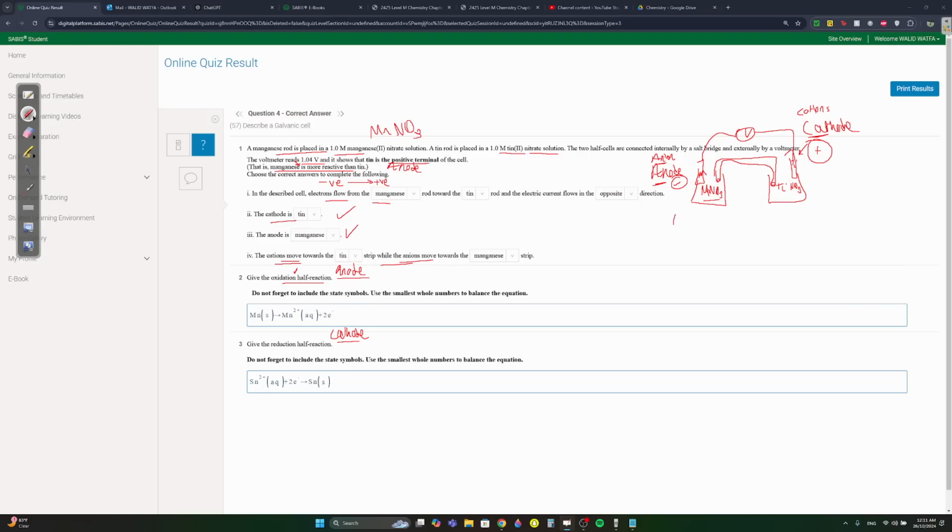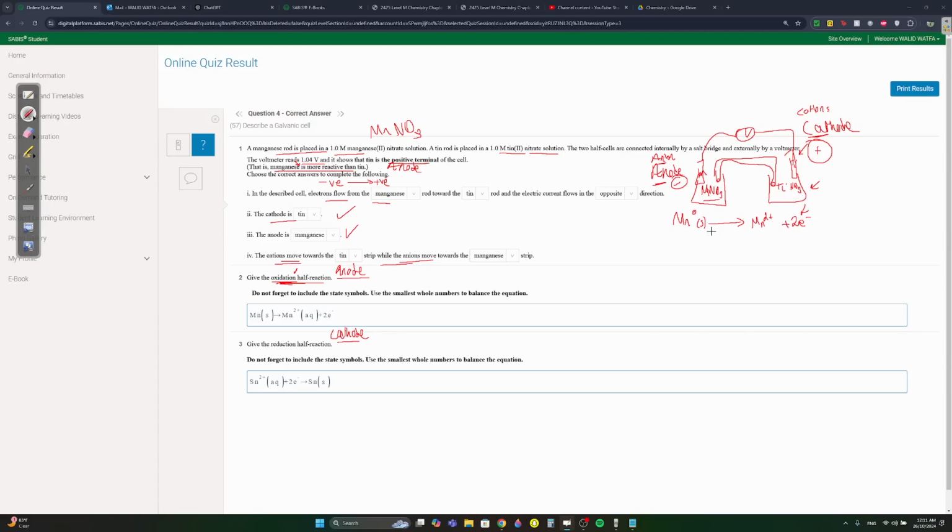Manganese. So it goes from Mn, it was 0, obviously, it was a solid. And what happens? It releases 2 electrons. It becomes Mn 2+, and releases 2 e−. Remember, oxidation is when what? You release electrons. Always. Oxidation, you release electrons.